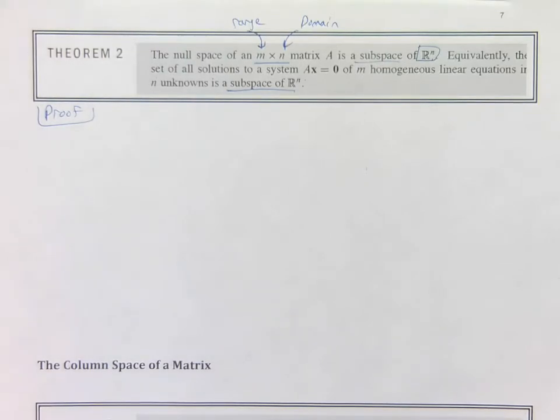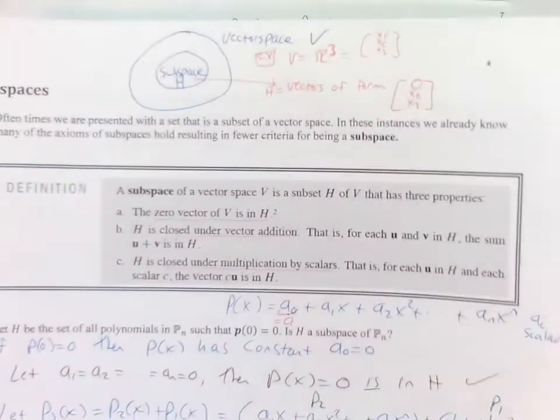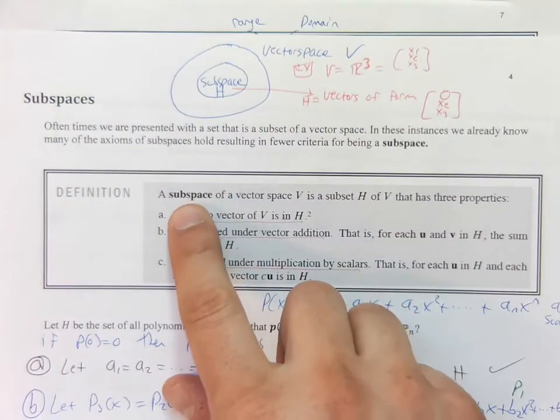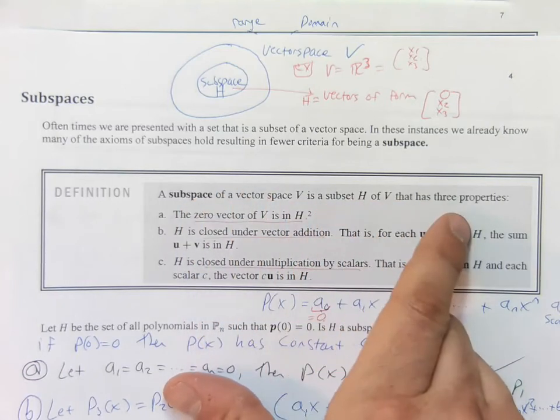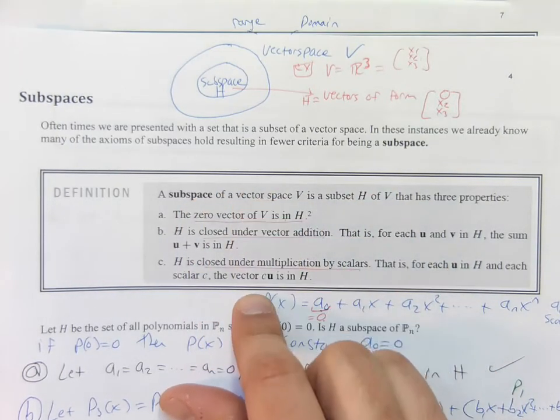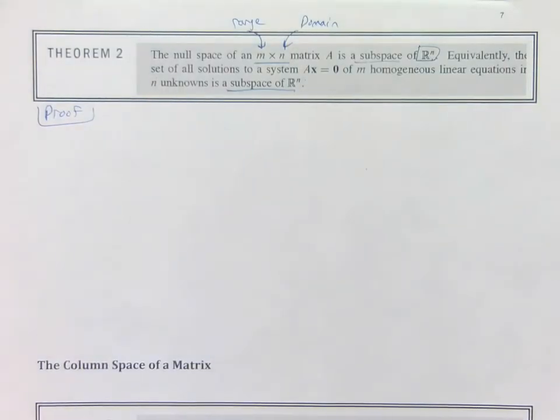In order to do that, we would need to show the subspace properties, which we had seen in the last section. So let me just remind you what those 3 things are. From the last section we saw that in order to show something's a subspace, it needs to be a subset of a vector space, and then we need to show these three properties.